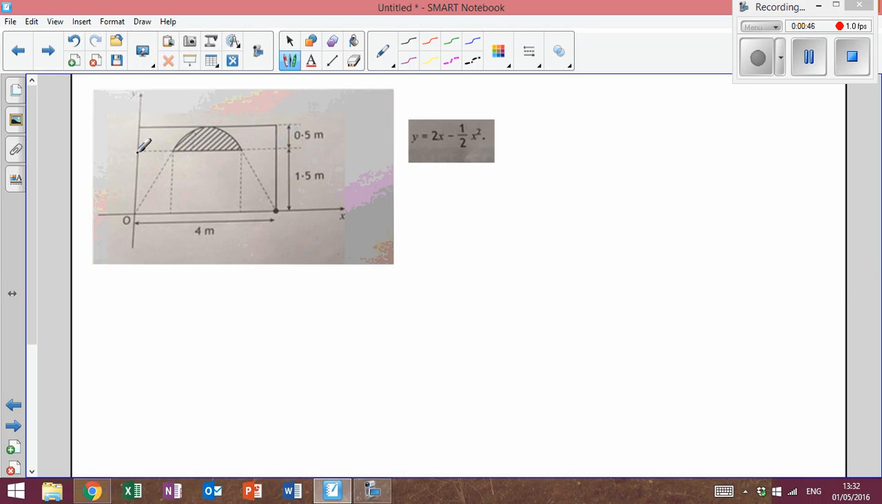Okay, important thing to notice is that the line all the way along the bottom there, well, that's 1.5 high, so the equation is y is equal to 1.5. Okay, so we're going to need to integrate between the curve of 2x minus half x squared and y equals 1.5, so the upper take away lower. Before we do that though, we need to know what these points here are, because they'll be our limits.